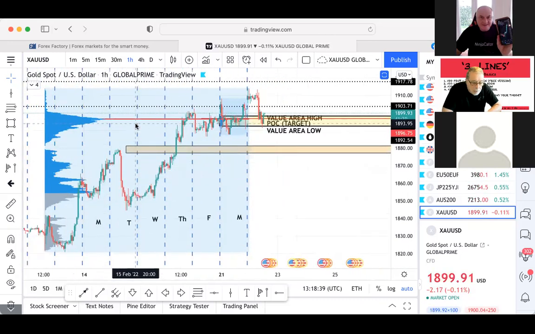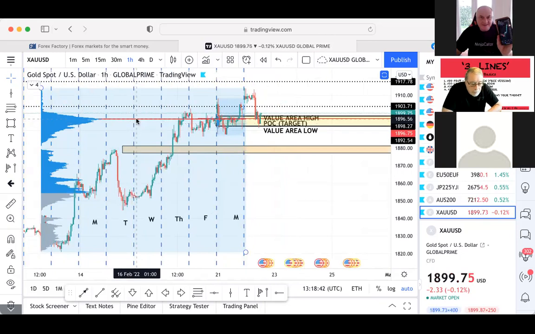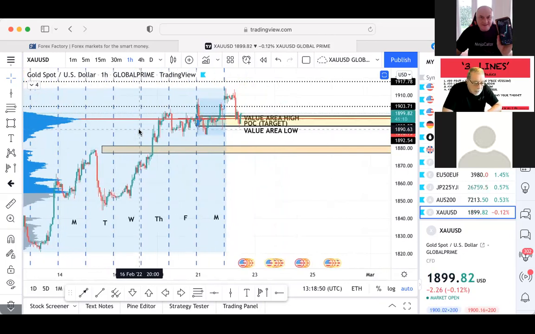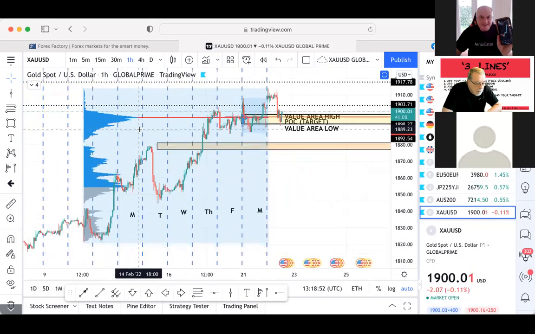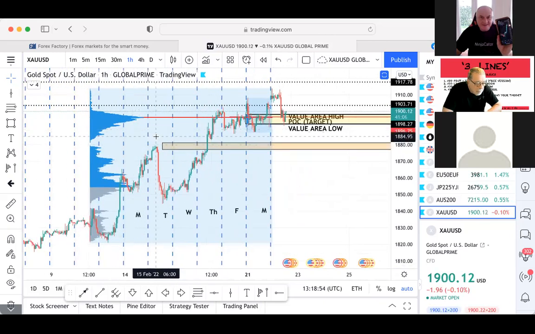So we're looking at around about 1896. It's going to want to return to that. And then the other thing that I see when I look at this volume profile is, you see how that was quite a large peak. That was the largest peak over those few days. But right straight below it, there's no activity whatsoever.